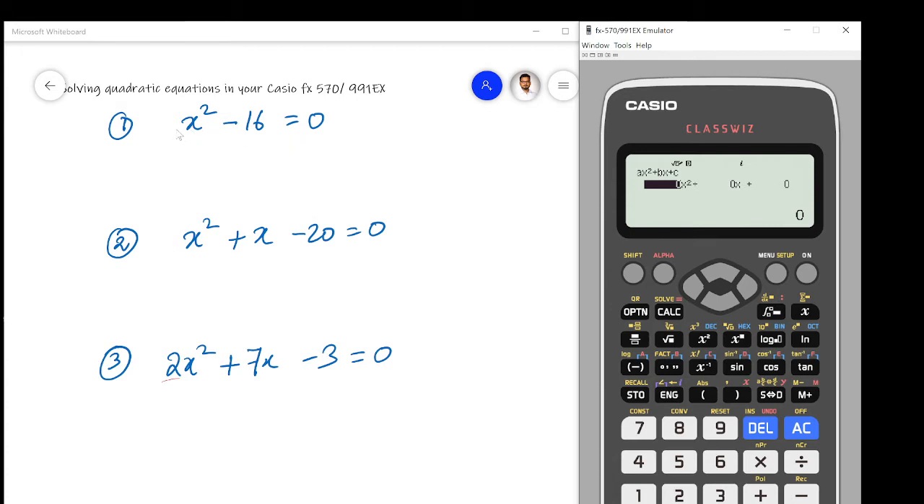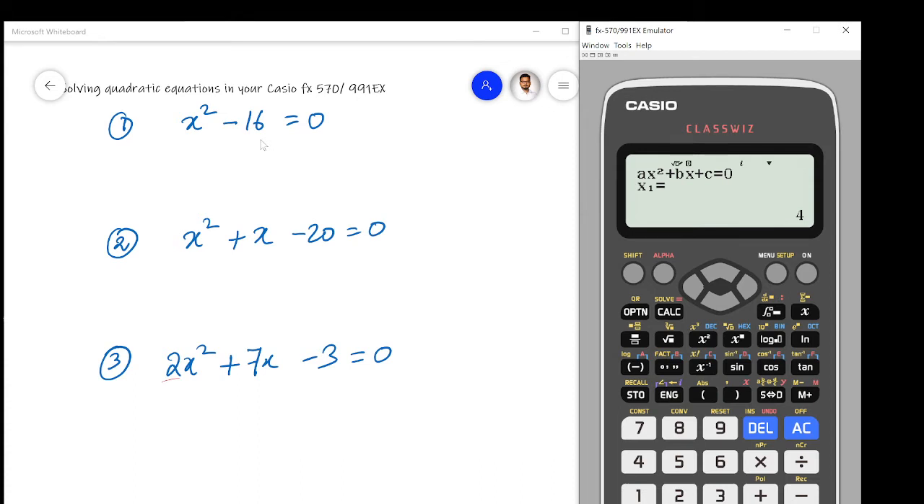Here in the first equation, x square minus 16 is equal to 0. The coefficient of x square is 1, so I will press 1 and I will press enter. There is no term containing x, so the coefficient of x is 0. Then I will move to the constant term. Over here my constant term is negative 16. So I will press enter and I will get my solution.